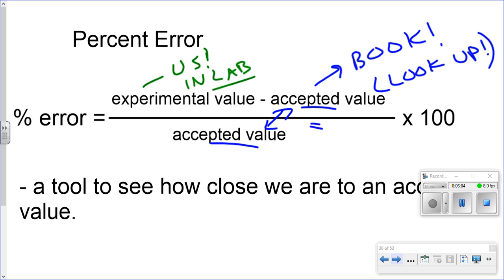Okay? So of course, with percent error, you don't want to be wrong. You want this number to be as close to 0% as possible. That's what we're looking for, and the math takes care of that. So again, we're trying to look for 0% or something close to 0%, and that gives us a better lab. This gives us better results, I suppose.